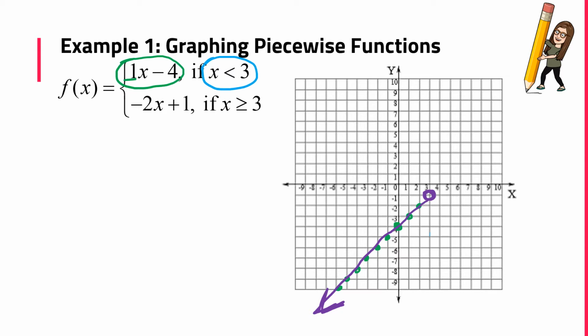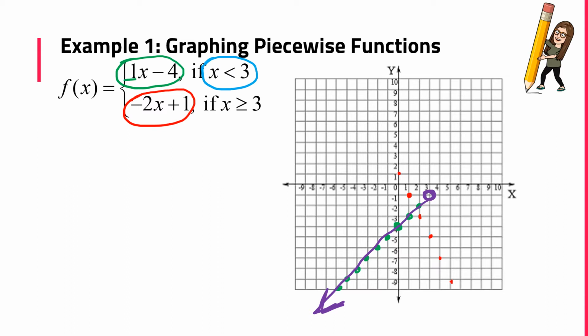Let's take a look at the next function. I see this line of -2x plus 1. We're dealing with slope-intercept form. I'm going to start at 1, my y-intercept, and my slope is -2. Down 2, right 1, down 2, right 1, and so on.